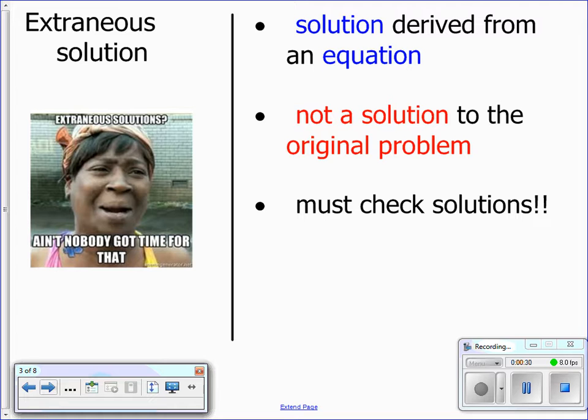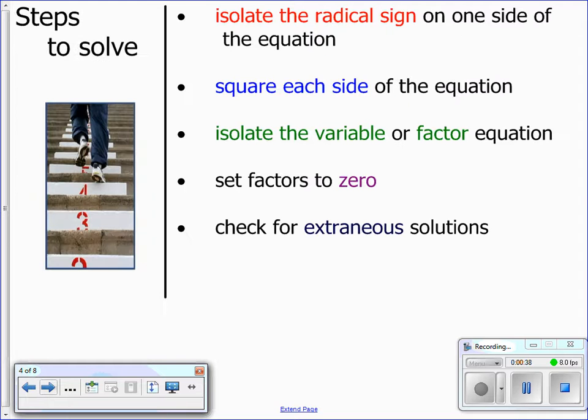Extraneous solutions just means it's a solution that we've gotten from the equation, but it doesn't work in the original problem. So you've got to check for those extraneous solutions. So our steps to solve: we isolate the radical sign on one side of the equation, we square each side of the equation, and then isolate the variable or factor the equation and set the equations equal to 0. Remember to check for your extraneous solutions.